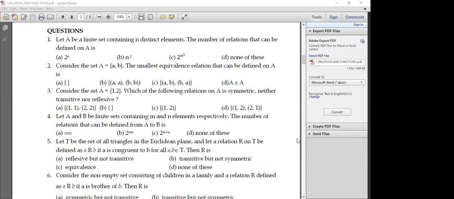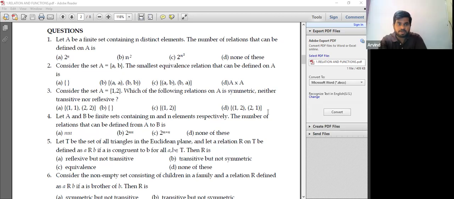Yes. Okay. First question. Let A be a finite set containing n elements. Then the number of relations that can be defined on A. Yesterday I discussed this.